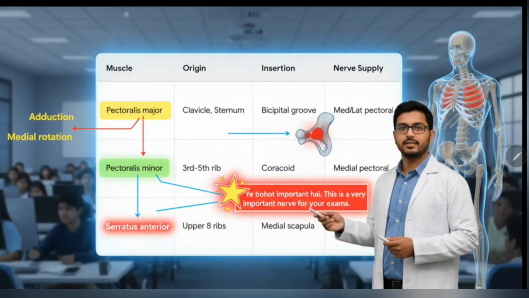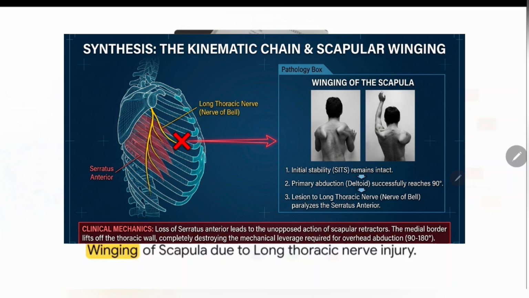But hey, I want you to heavily star this last row, the serratus anterior. It originates from the upper 8 ribs and inserts right on the medial border of the scapula. And its nerve supply? The long thoracic nerve. Ye bahut important hai. Mark my words, this is a very, very important nerve for exams. Why is it so important? Well, because of this exact clinical presentation.